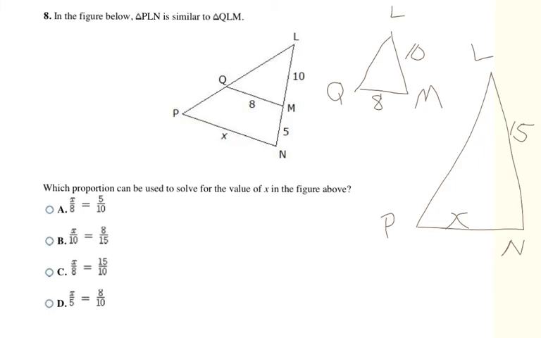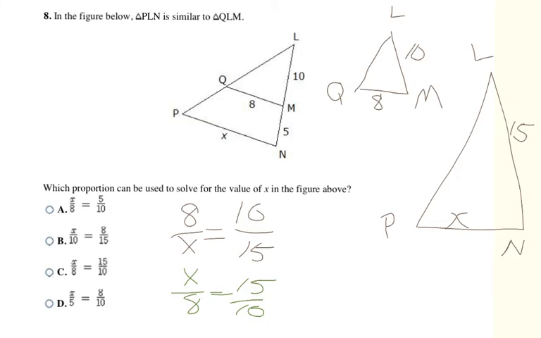And then I can just set up a proportion to solve them. So here, Q and M match with P and N, so that's going to be 8 over X equals 10 over 15. And as I look, though, at my answers, none of those match. All of my answers have X in the numerator, which is fine. If you flip one side of the fraction and flip the other side of the fraction, that's the same proportion. It's just that they chose to write the side pairs with the bigger side over the smaller side instead of the smaller side over the bigger side, which is allowed.